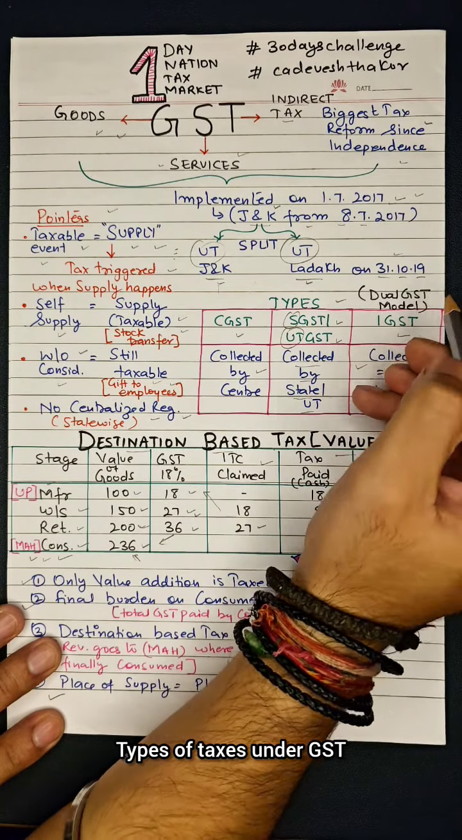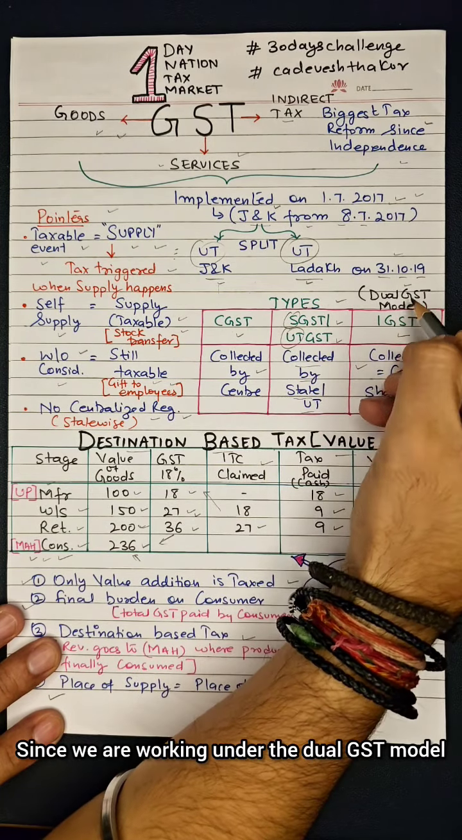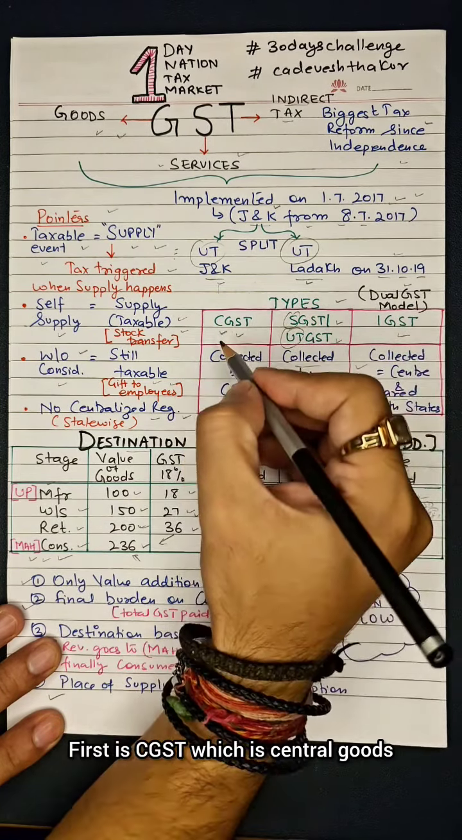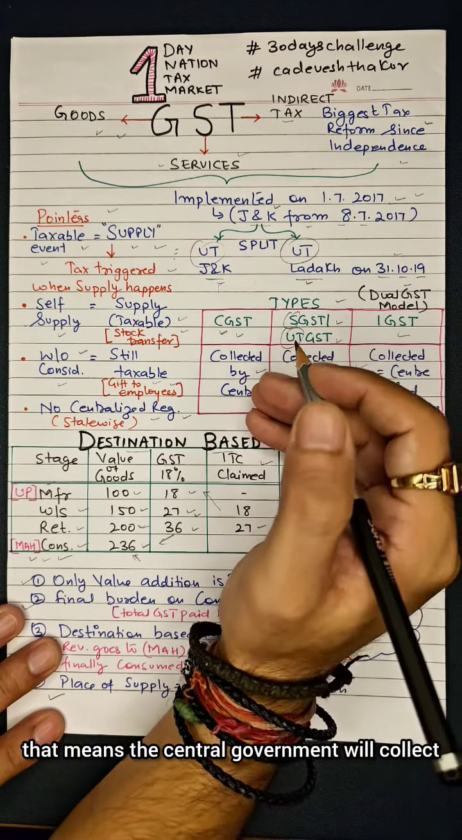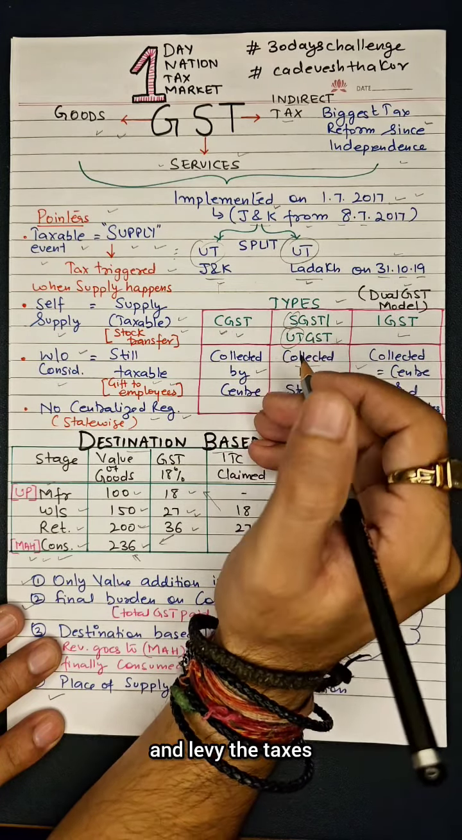Types of taxes under GST. Since we are working under the dual GST model, first is CGST, which is Central Goods and Services Tax. That means the central government will collect and levy the taxes.